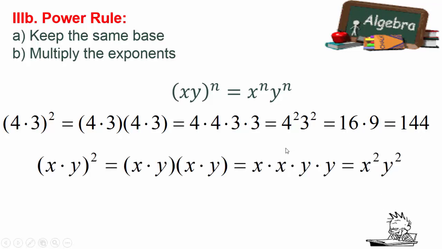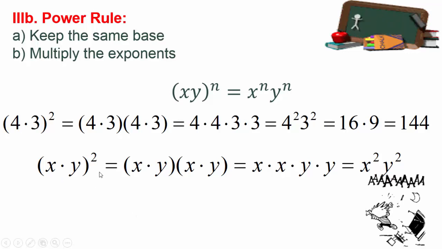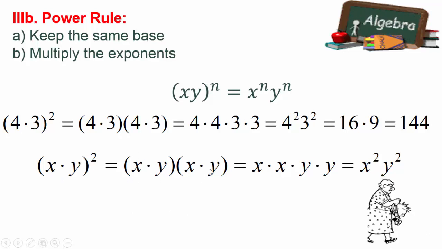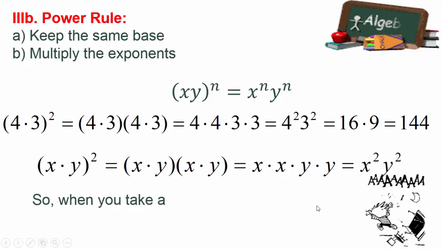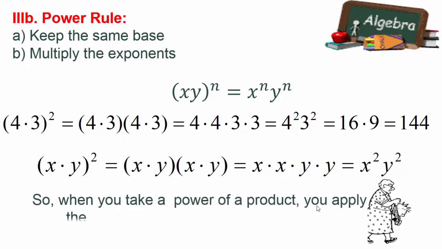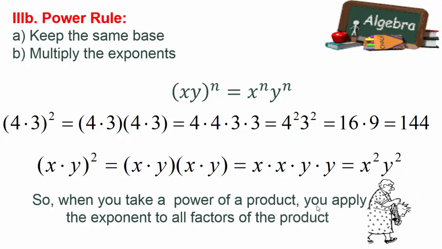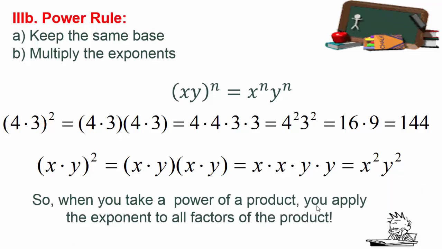Now, if I do that with variables, it's the same idea. So instead of numbers, I used x and y squared. I bracketed them, x times y times x times y, and then I rearranged the x's, I rearranged the y's, and that was the same thing as x squared, y squared. So when you take a power of a product, you apply the exponents to all of the factors of the product.